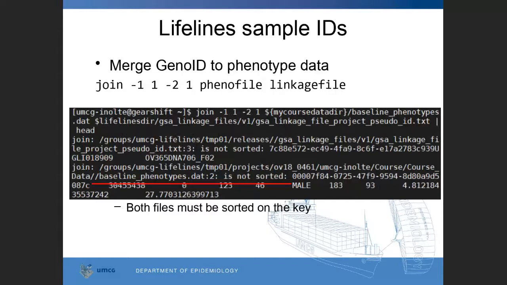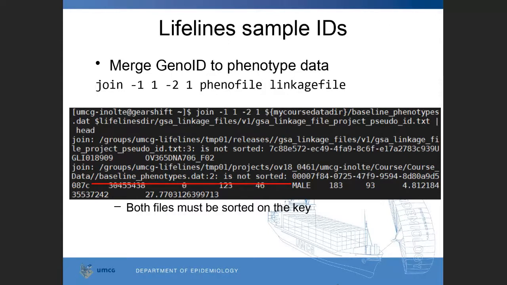So you can merge your genotype ID to your phenotype ID using this join command, saying that you want to join the phenotype file with the key in the first position. In the linkage file, the key is also in the first column. If you do that, in this case I got an error because it says that the file is not sorted. So an important thing for this join command is to sort the files on the key.